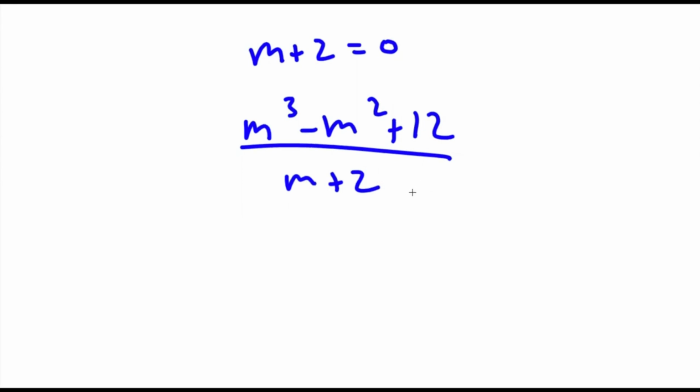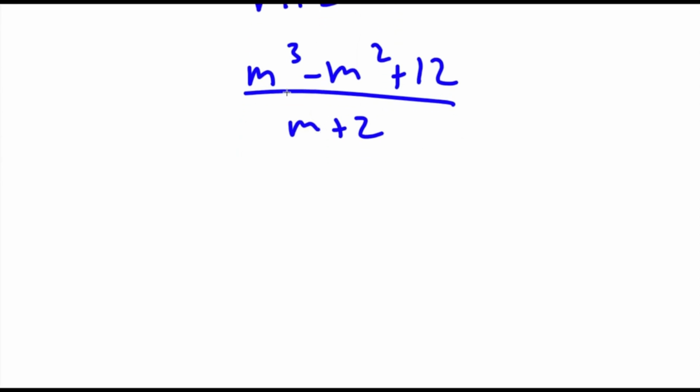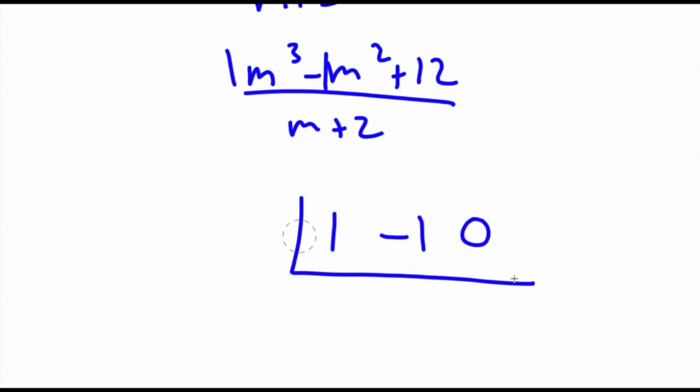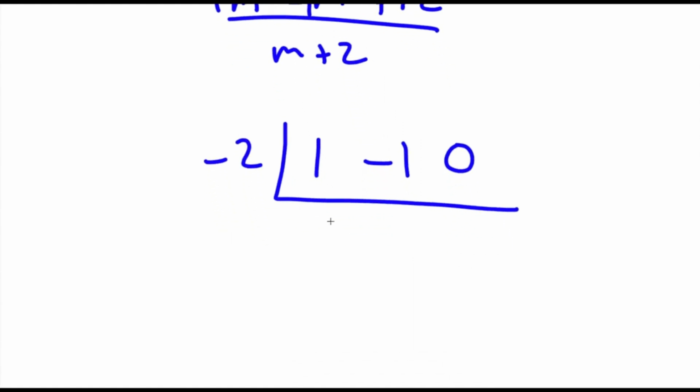So now if I use synthetic substitution, we first have to look at the coefficients here. We have a 1, a negative 1, and this is 0. So I have 1, negative 1, and 0. And we have m plus 2, which is negative 2. Now I'm going to first bring down this 1. Now negative 2 times 1 is negative 2, so I have negative 2. And negative 1 plus negative 2 is negative 3.